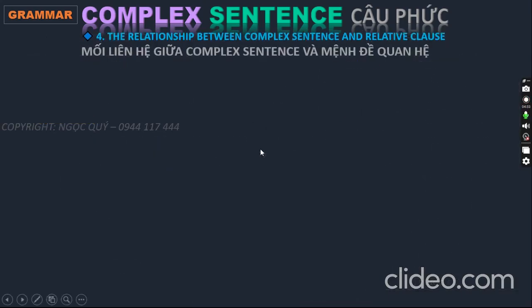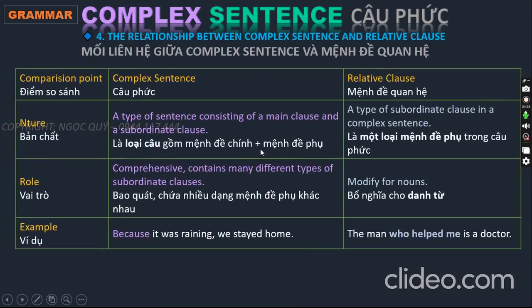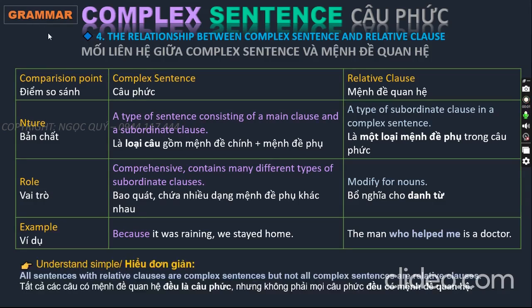Okay. And the relationship between complex sentence and relative clause. Comparison point: complex sentence and relative clause. Nature: a complex sentence is a type of sentence consisting of a main clause and a subordinate clause, and a relative clause is a type of subordinate clause in a complex sentence.